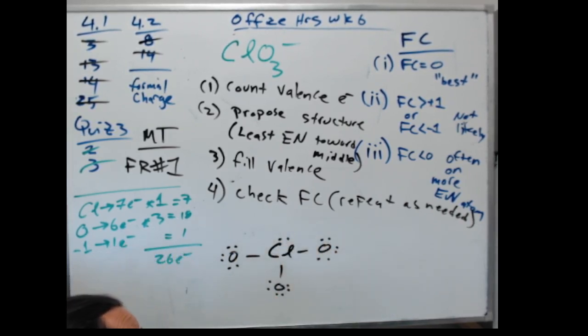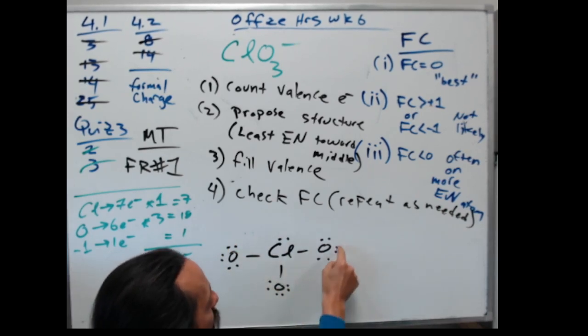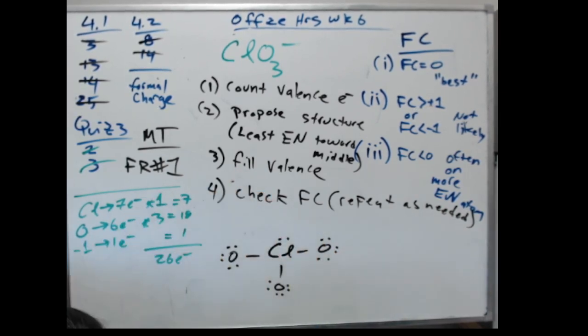So I just threw in things until I got 8 on everything. This is not going to be right. I'm going to count to make sure I even have all 26. There's 2, 4, 6, 8, 10, 12, 14, 16, 18, 20, 22, 24, 26. That's 26 electrons. If I checked my formal charge here, chlorine's going to be all messed up. The oxygens are going to be all messed up. This is not going to be my best structure.